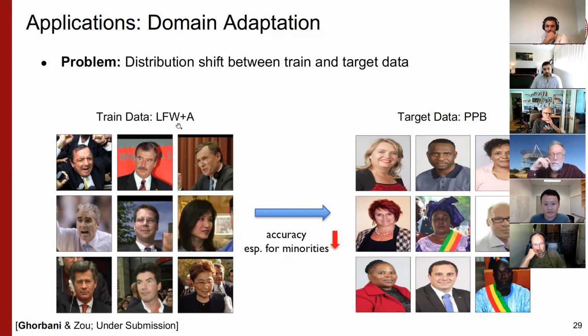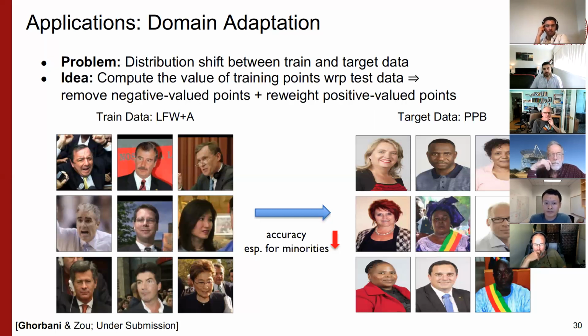So when you train a model on LFW and test it on LFW, it gets around 97% accuracy. But there is another data set called PPB, which is designed to be equally representative of different skin colors and different genders. So it's a diverse data set. The performance of a model trained on LFW drops when you test it on PPB. Specifically on Black females, it drops to around 50%. So from 97% accuracy to around 50% accuracy. So how can we use data Shapley?